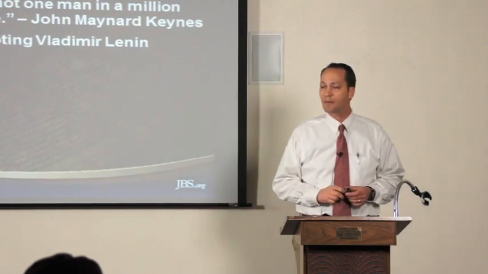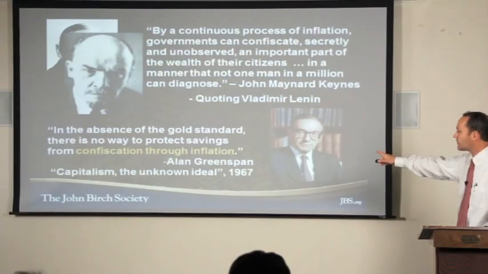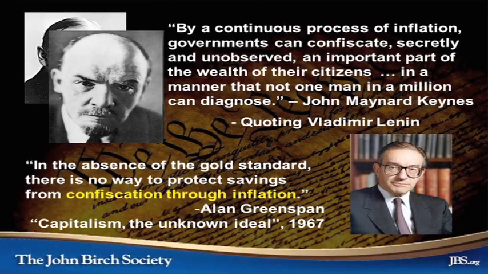Now, another prominent economist that you might be familiar with is Alan Greenspan. Back before he became involved with the Federal Reserve, he wrote very much in favor of gold and silver currency. One of those statements, he says, "In the absence of the gold standard, there is no way to protect savings from confiscation through inflation." Notice those last three words I've highlighted. He's equating inflation, confiscation through inflation. He's saying inflation is confiscation, isn't he? Well, that validates what Lenin actually had said, that the power to inflate is the power to rob you blind.